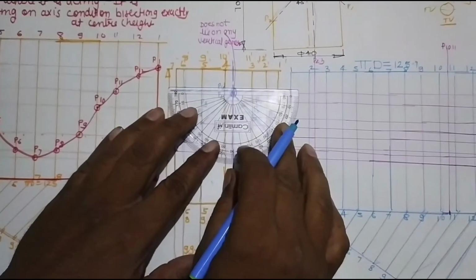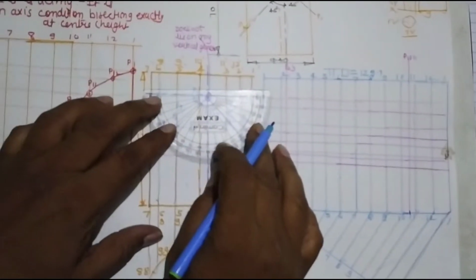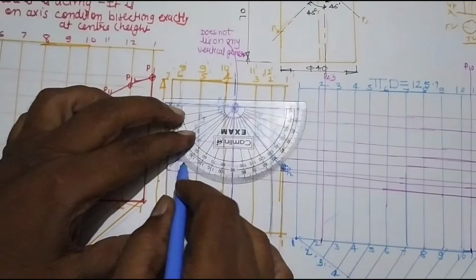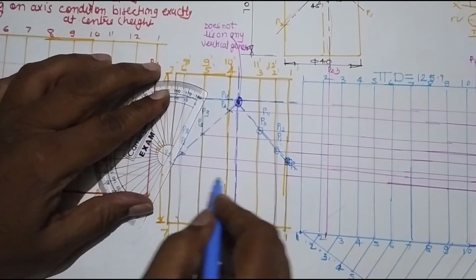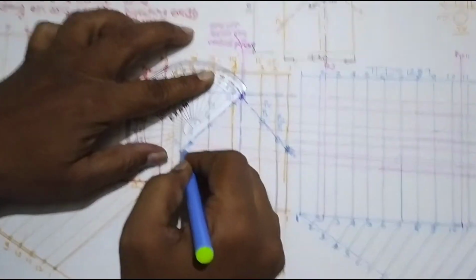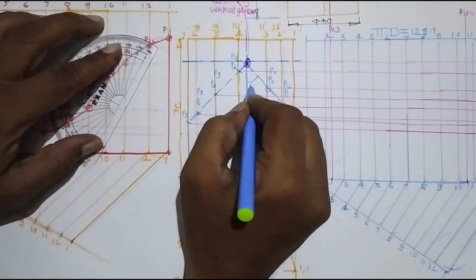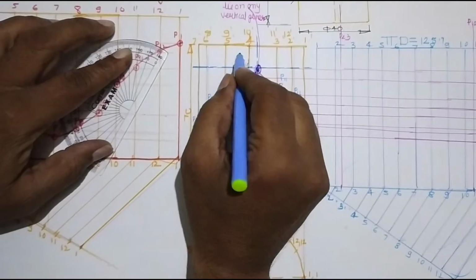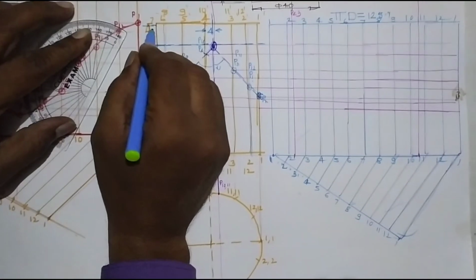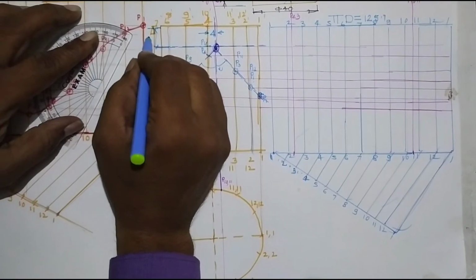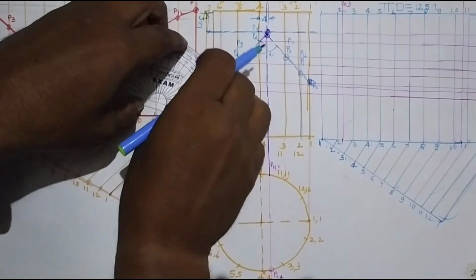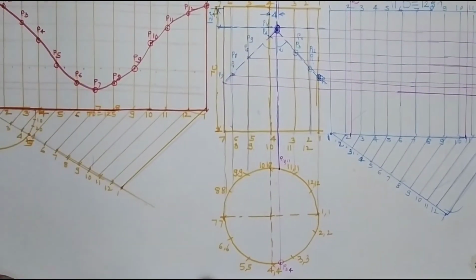Second, 10, 20, 30, 40, 45. From the vertical at 45 degrees, I will mark the second cutting plane. This is at 45 degrees, 4 mm apart. And from the top face, 12.5 mm. 12.5 and 4 mm. This is the starting of the cutting plane.